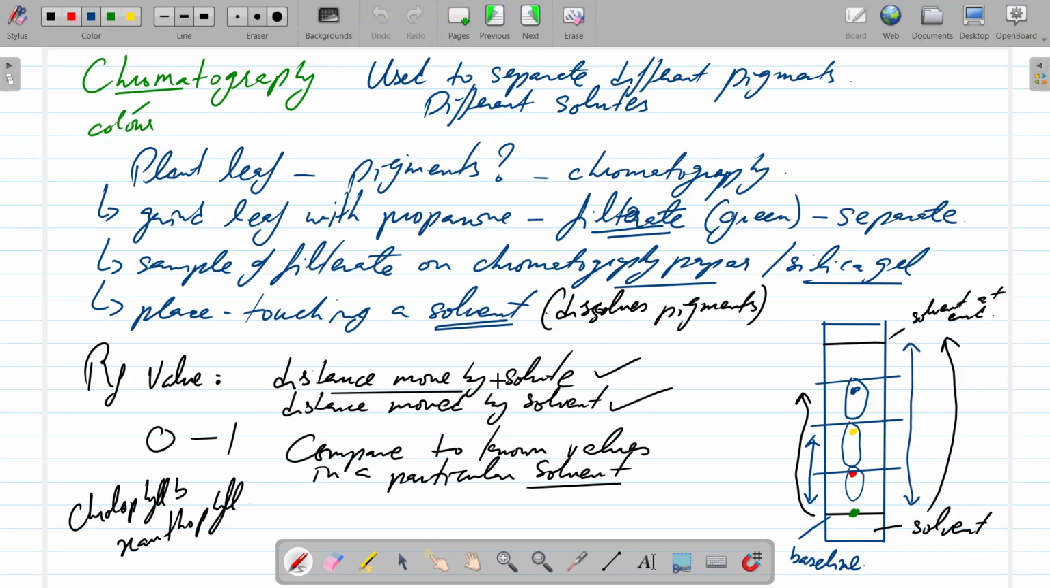The RF value is the distance traveled by the solute, so that is from the baseline up till whichever point a particular solute traveled, divided by the distance moved by the solvent, so that's from the baseline till the end. And the RF value will be anywhere between 0 and 1. It can't be greater than 1, and obviously can't be less than 0. And to identify which solutes you have, or in this case, which pigments you have, we compare them to known RF values for a particular solvent, because how far they move up the paper or the gel depends on the solvent that is used.